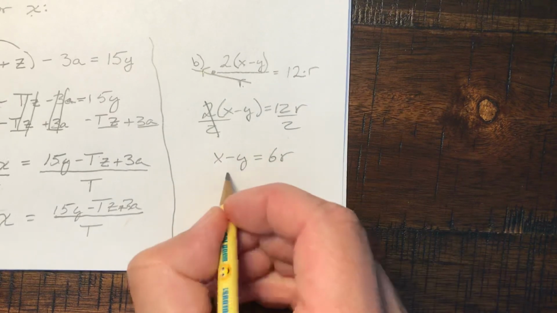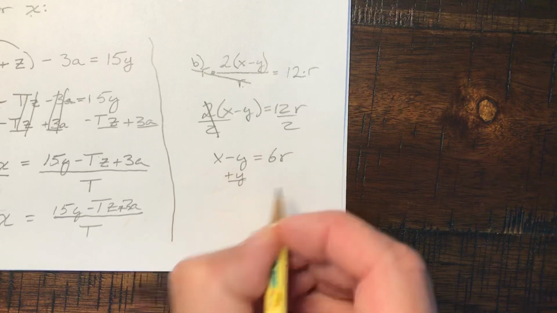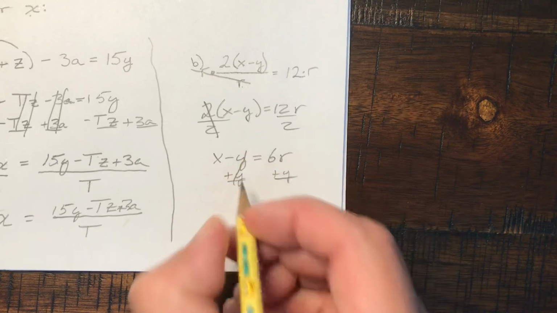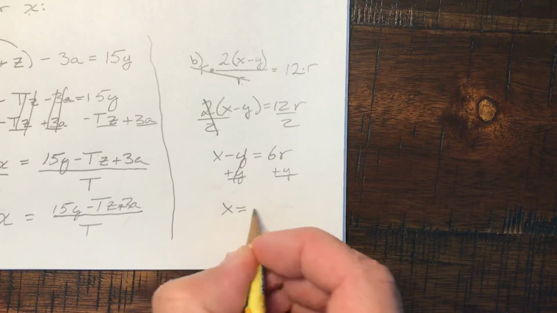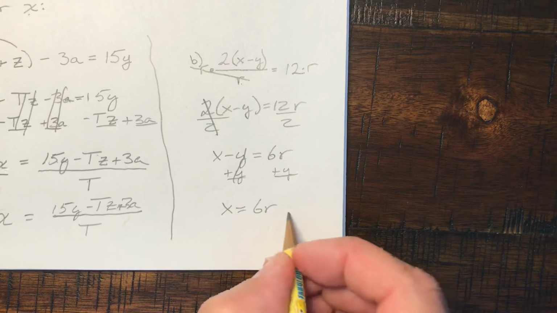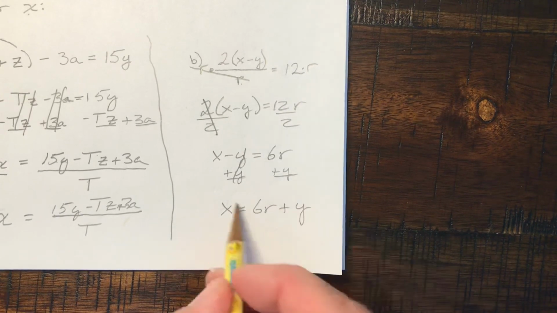And just get that reverse. So plus y, x equals 6r plus y.